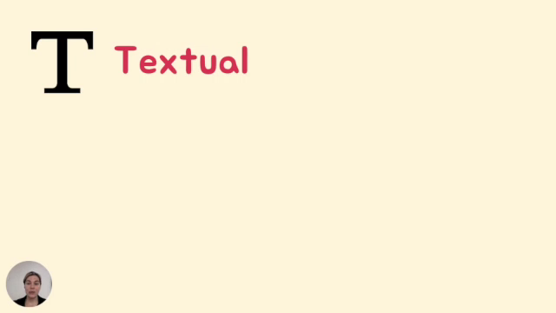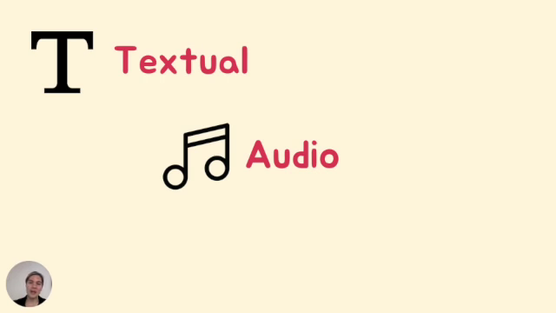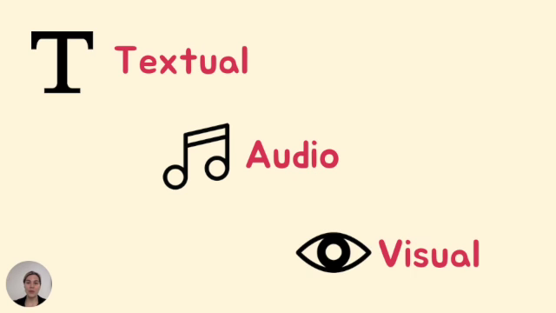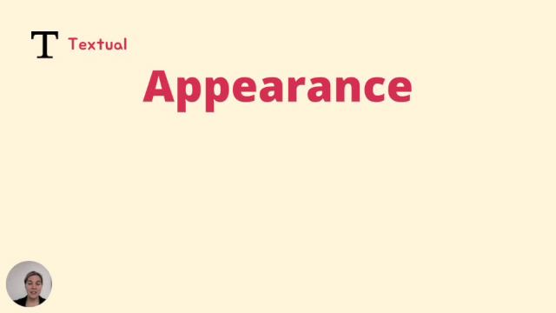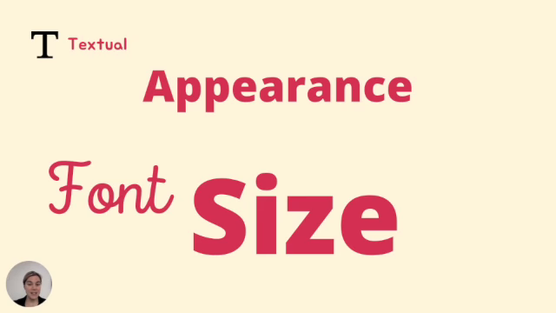Multimedia can be broken down into three basic components: textual or written word-based content, audio or sound-based content, and visual or picture-based content. While these categories often work together and overlap, it is important to consider each one individually. For text-based content, the first thing to consider is the appearance. This includes the font, size of the font, and the color.